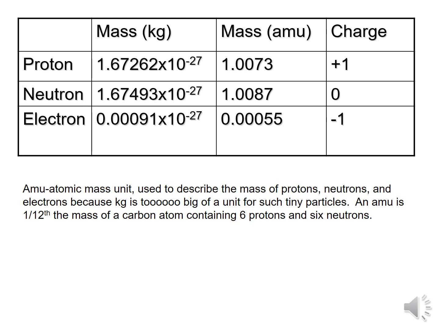Atomic mass units are the appropriate unit for measuring the mass of protons, neutrons, electrons. It's a very tiny mass unit. It's actually the mass of 1/12 of a carbon-12 atom. Carbon-12 atom containing 6 protons and 6 neutrons.